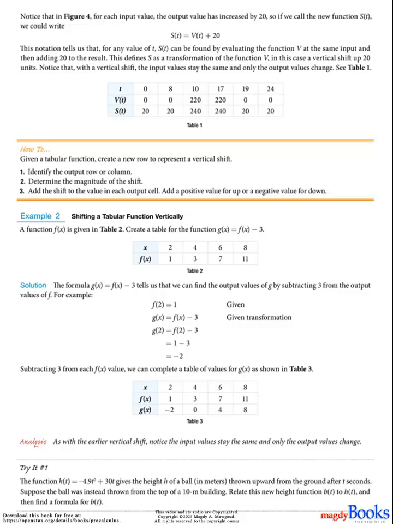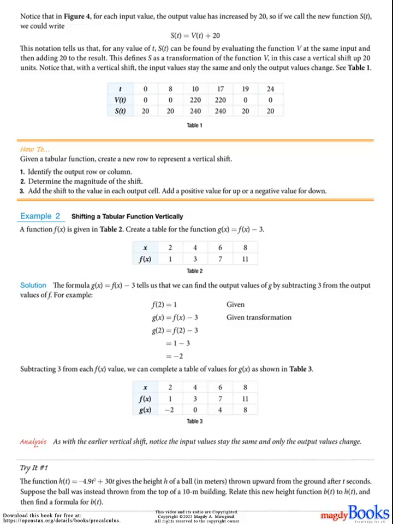Solution. The formula g of x equals f of x minus 3 tells us that we can find the output values of g by subtracting 3 from the output values of f. For example, f of 2 equals 1. Given g of x equals f of x minus 3, g of 2 equals f of 2 minus 3 equals 1 minus 3 equals negative 2.